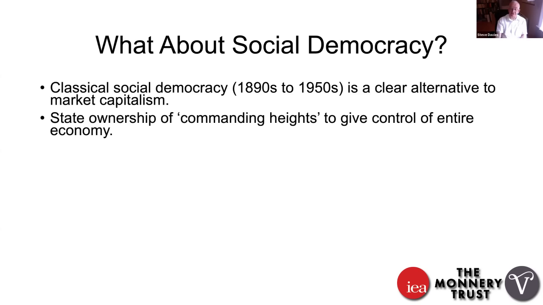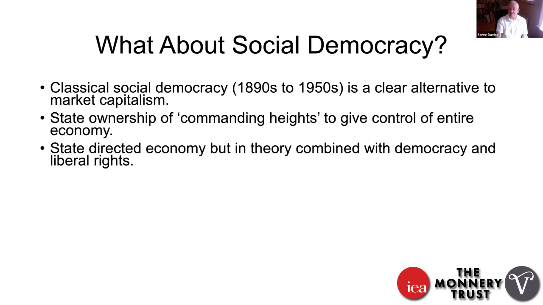The rest of the economy, it was thought, would have to work within the framework set by the state-controlled sector, the commanding heights. There is a state-directed economy. Politics is going to decide all the key economic realities. But in theory, this is combined with democracy, a competitive party system, for example, free elections, and also with liberal rights, protections of things like free speech.